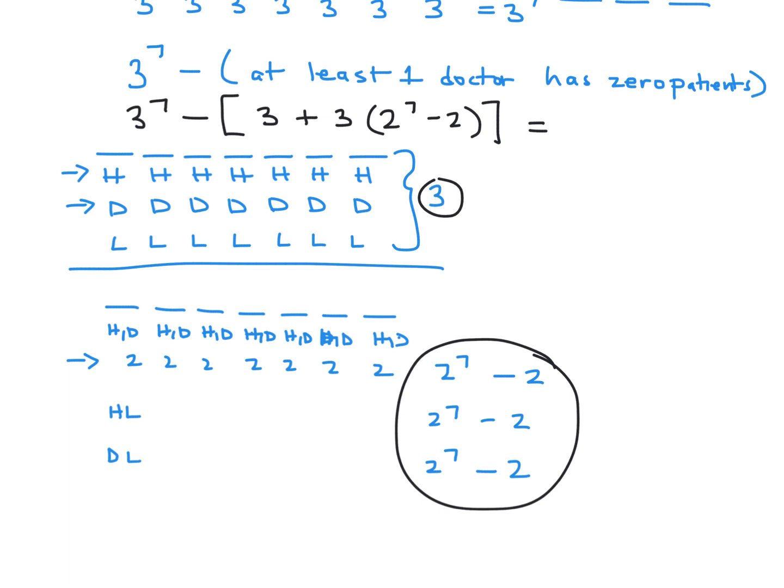Okay, so let's do this math. 2187 minus 3 times 126. And when you crunch out those numbers, you get 1806.